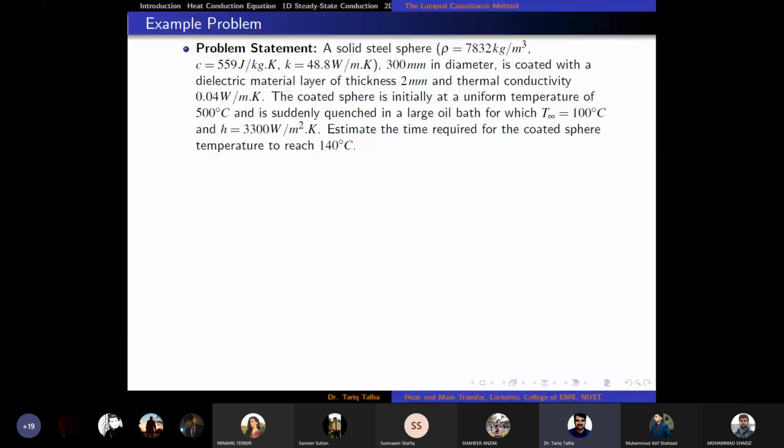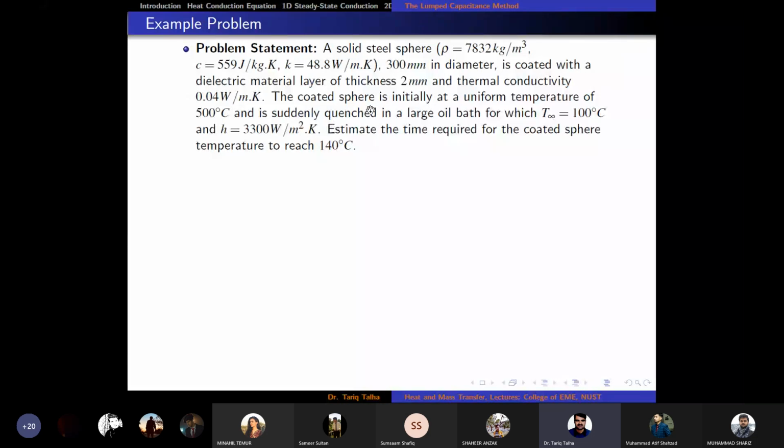We have insulated it with a dielectric material whose thickness is 2 mm, and the thermal conductivity of that dielectric material is 0.04 watt per meter Kelvin, right? The coated sphere is initially at a uniform temperature of 500 degrees centigrade, and then it is suddenly quenched into a large oil bath.